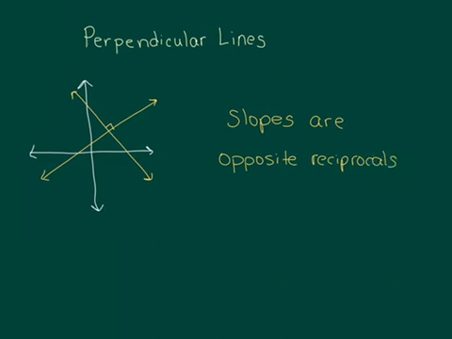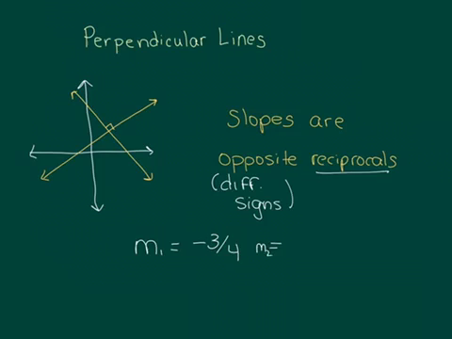So the opposite part means that they have different signs. And reciprocal is a word that you should remember from talking about fractions. So if one line has a slope of -3/4, then the second line, we'll call it M2, has a slope of 4/3. So the reciprocal, remember, is where we flip the fraction over. So in order to find the slope of a perpendicular line, you have to change the sign. So this went from negative to positive, and we have to flip the fraction over.